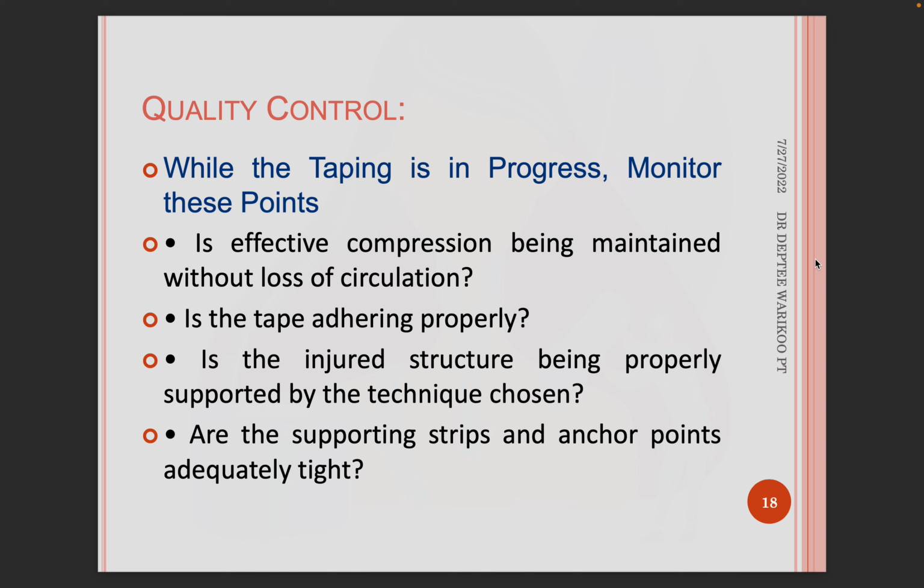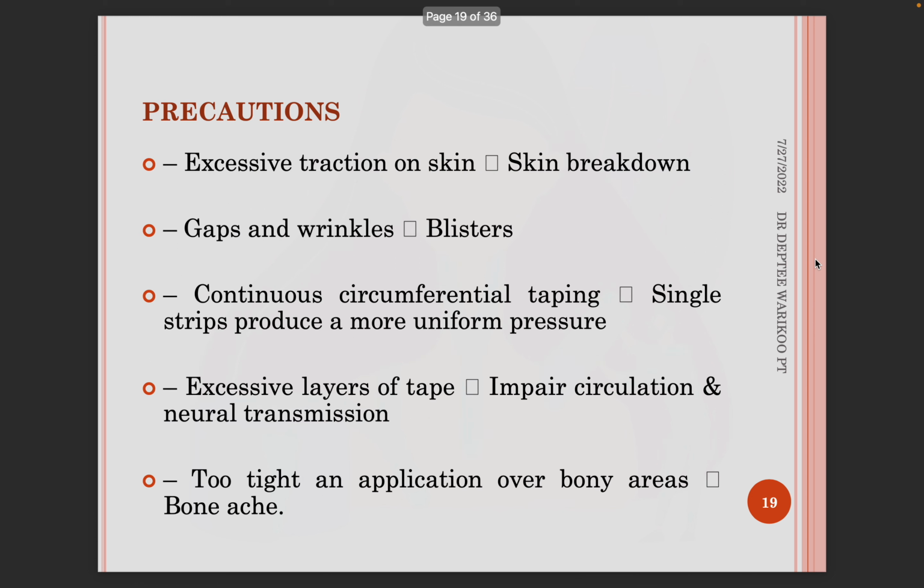Then, application of tape is also very important. The person applying the tape to the injured or affected area must modify the application depending on the need of the patient. As long as the tape application is fulfilling the goal of supporting or protecting the target area without putting other structures at risk, it is valid. Okay. You have to make sure that you monitor your progress with these points: is effective compression being maintained, is the tape adhered properly, is the injured structure being properly supported, are the supporting strips and anchor points adequately tight.